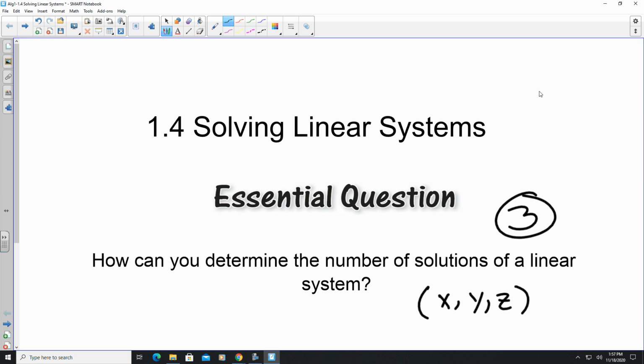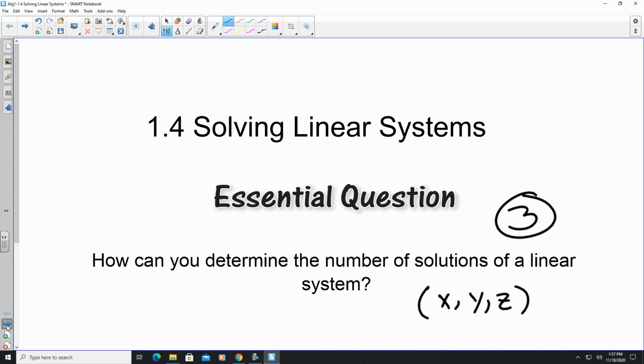Just like systems of linear equations where you had just two unknowns, you can get an intersection at exactly one point, x, y, and z. You can get a situation where there's no solution, and you can get a situation where you can have infinitely many solutions. And I'll show you all those different scenarios in this lesson.